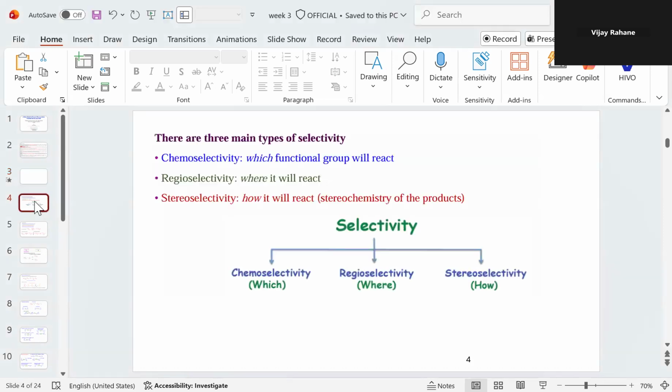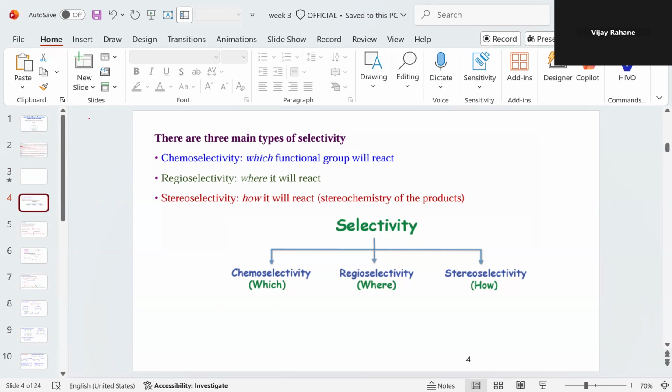So we'll move to some of the problems. If you don't have any doubt, or you can stop in between to discuss any doubt if you have. Today I'm going to discuss chemoselectivity and some part of regioselectivity. I will not discuss stereoselectivity in this video, but we will discuss it in the latter part of our course. Right now we'll focus on chemoselectivity, and I will also discuss some concepts so you will be able to solve the questions given in the assignment.